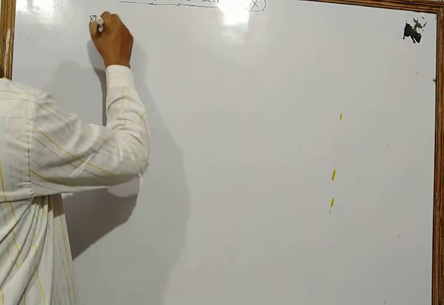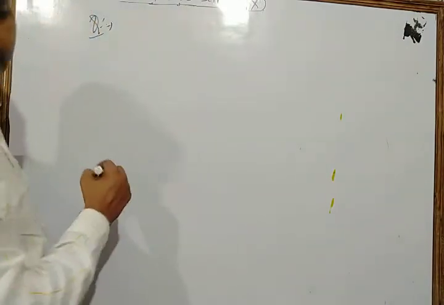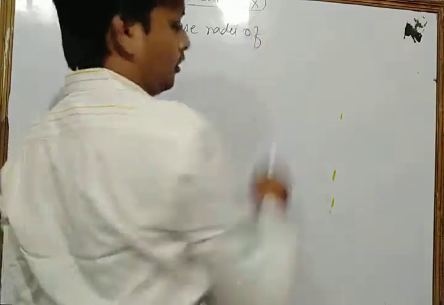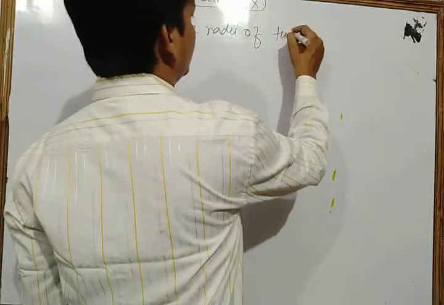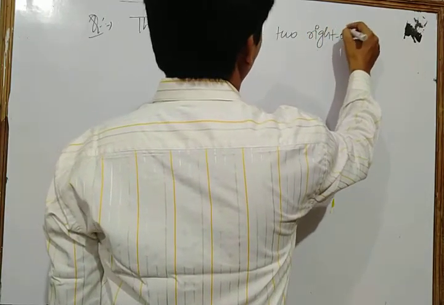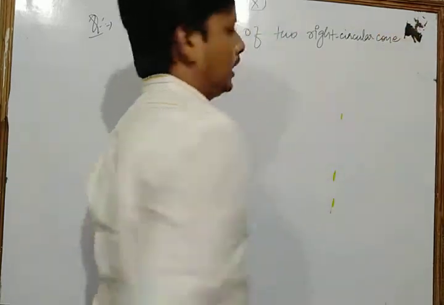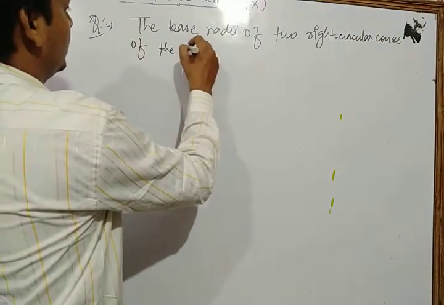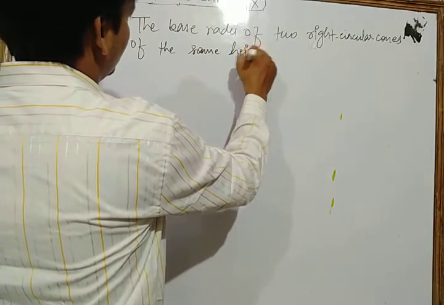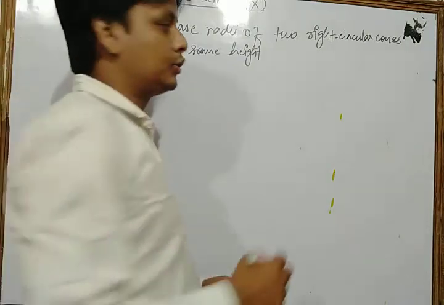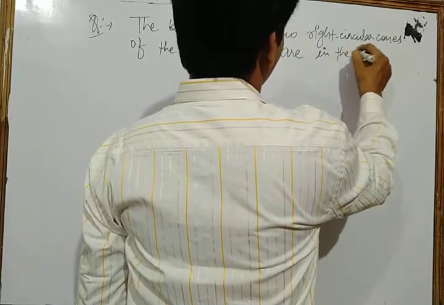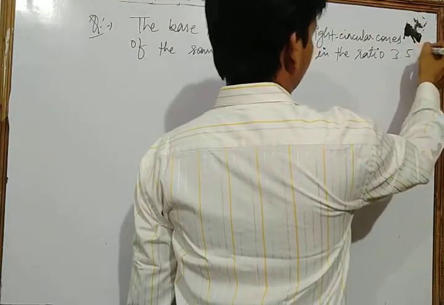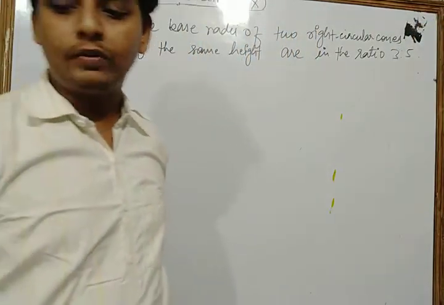Now let's see the next question. This is also a very important question. The base radii of two right circular cones of the same height are in the ratio 3:5. Find the ratio of their volumes.